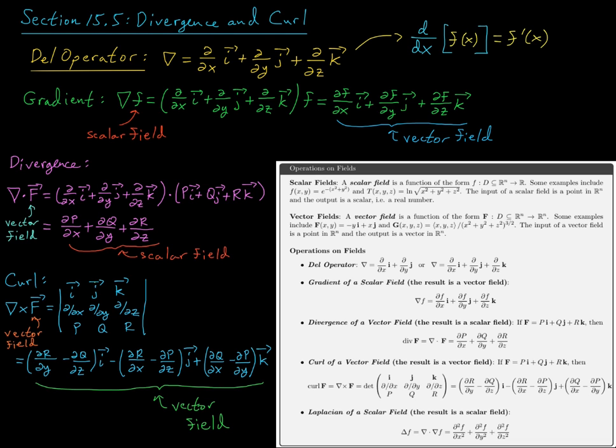And then remember there's that negative in front of the j component. And then I take this 2 by 2 determinant where I delete the second column and the first row. So I'm going to take the x derivative of R minus the z derivative of P. And then lastly, for the k component, you delete row 1 and column 3, and you're taking the x derivative of Q minus the y derivative of P. So notice here the input is a vector field, capital F, and the output is this thing, which is also a vector field.